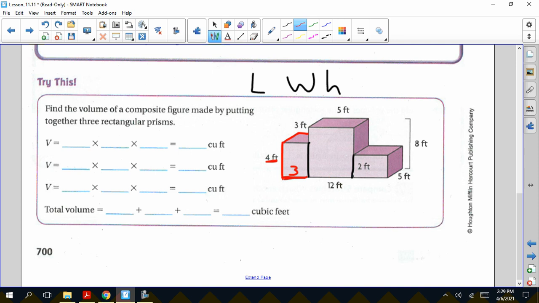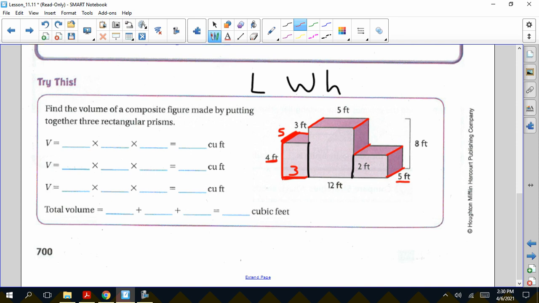Now we're looking at the width. And this line here, there is no measurement for. So we need to look around. Well, this line is the same as that line, which is the same as this line, which is the same as this one, and that one. All of those widths are exactly the same, and they are all 5 feet. So our width here is 5 feet.